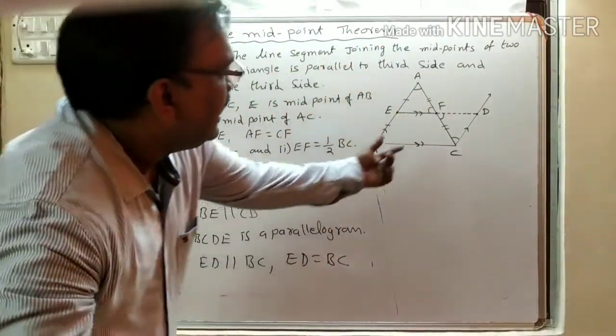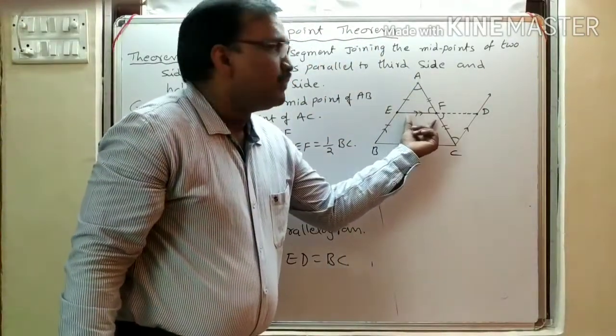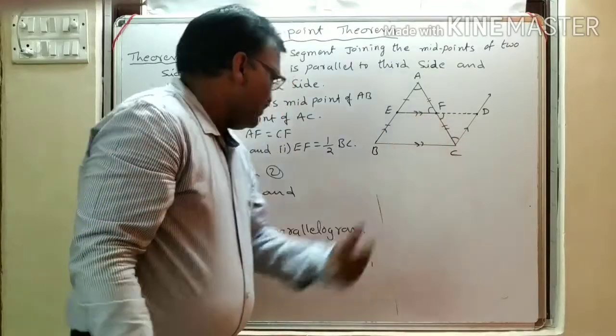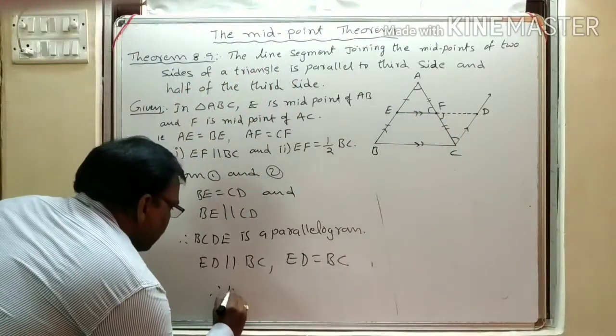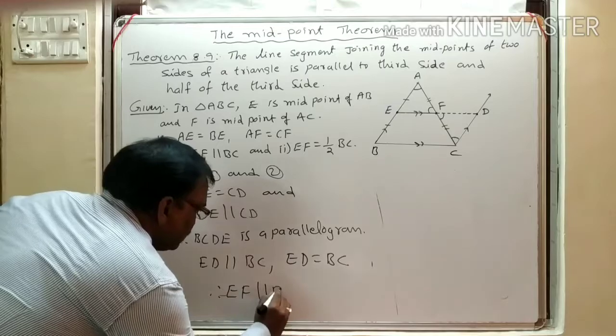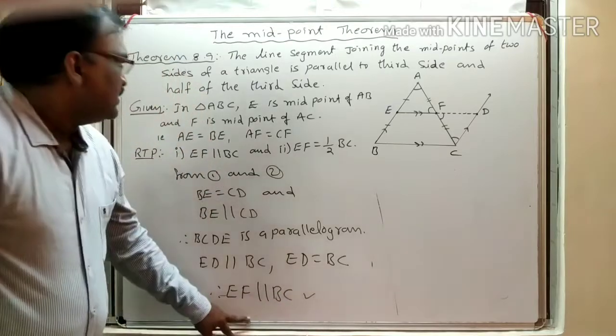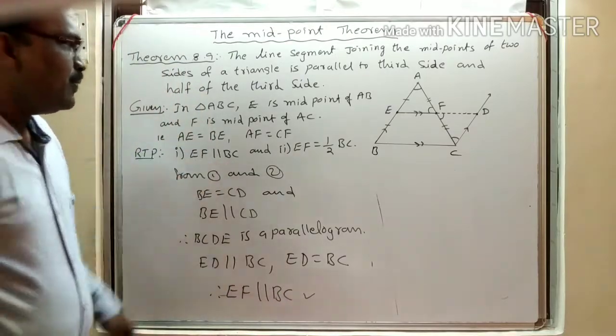So ED line is nothing but EF line only. So EF is parallel to BC. This is the first condition: EF parallel to BC.